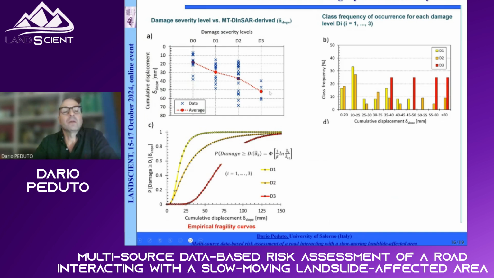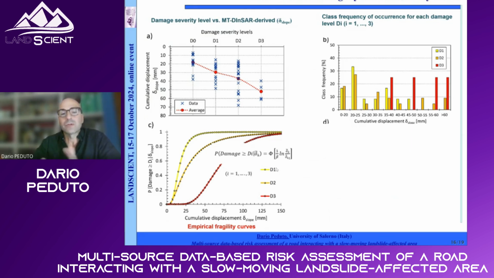Then, as is well known in the literature, from this map it was possible to derive an empirical fragility curve by applying this formula, that is the lognormal distribution function. The empirical fragility curves relate each cumulative displacement to the probability of reaching or exceeding a given level of damage, in particular the three levels of damage that we considered: D1, D2, and D3.